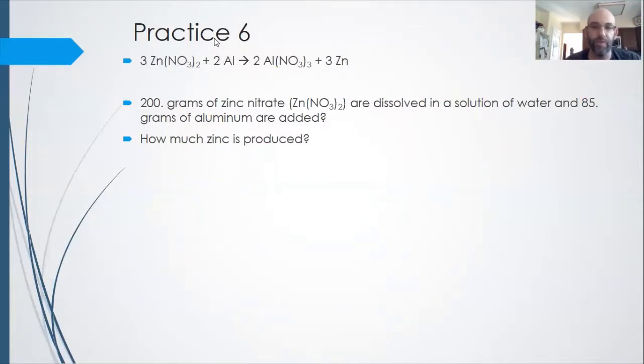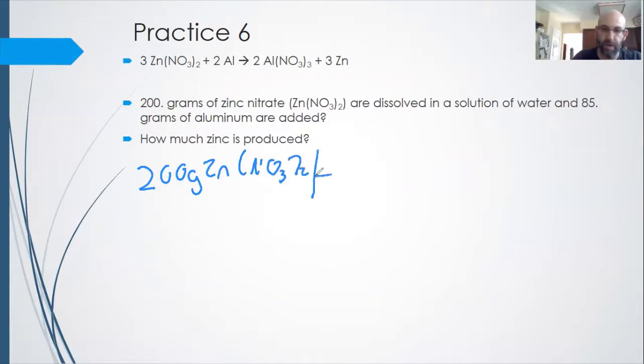So we look at this one. 200 grams of zinc nitrate are dissolved in a solution, and 85 grams of aluminum are added. How much zinc is produced? So we're just going to do this problem kind of twice. So if we have 200 grams of zinc nitrate, all right, the molar mass of zinc nitrate is 183.